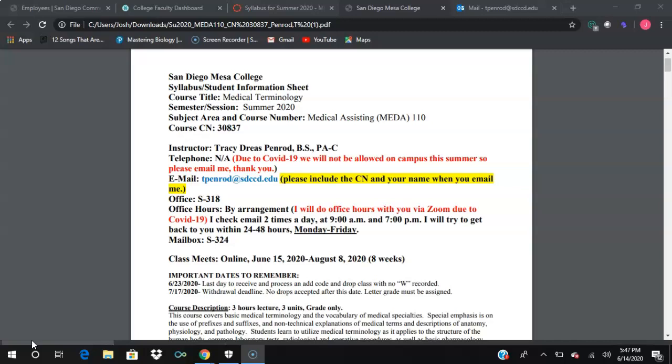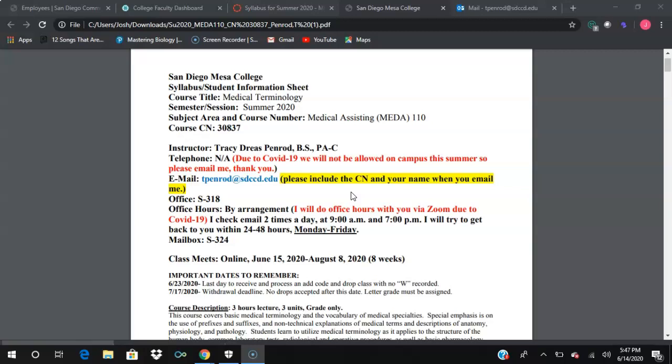tpenrod@sdccd.edu. If you're going to email me with a question, no problem. Just please include which CN you're in, and that just helps make it a little bit easier when I'm trying to go through. Eventually, I know everybody, but in the beginning, it's a little bit tough. I'm trying to add as many people as I can, so I may have 120, 130 students over the summer. So please include your CN number if you email me.